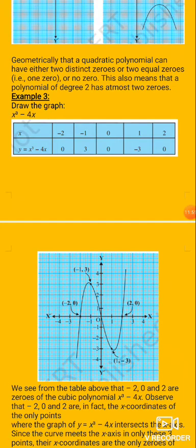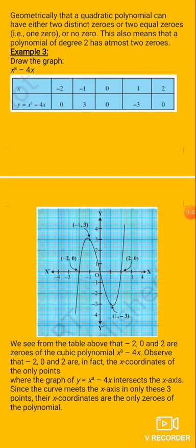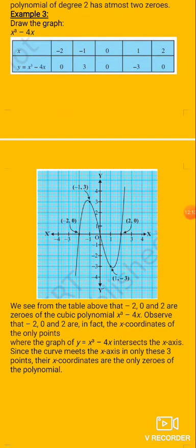Now we see from the table above that minus 2, 0, 2 are the zeros of the cubic polynomial. So the graph touches the x-axis at minus 2, 0 and 2, the zeros of the cubic polynomial x cube minus 4x. Observe that minus 2, 0 and 2 are in fact the coordinates of the only points where the graph of y equals x cube minus 4x intersects the x-axis. Since the curve meets the x-axis in only these 3 points, their x coordinates are the only zeros of the polynomial.